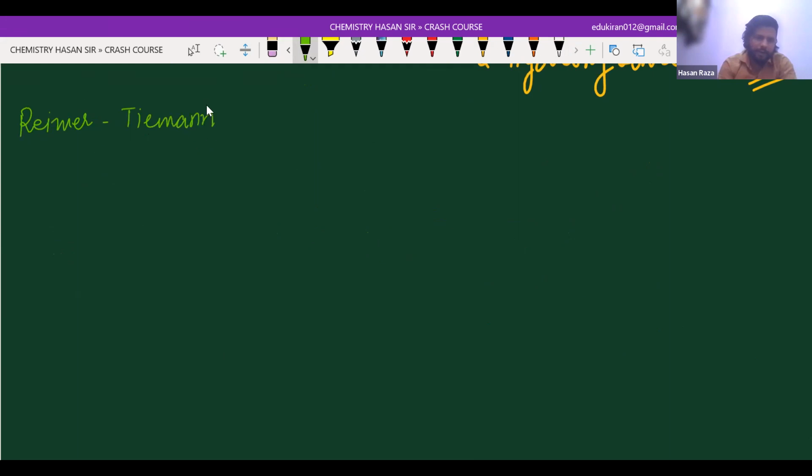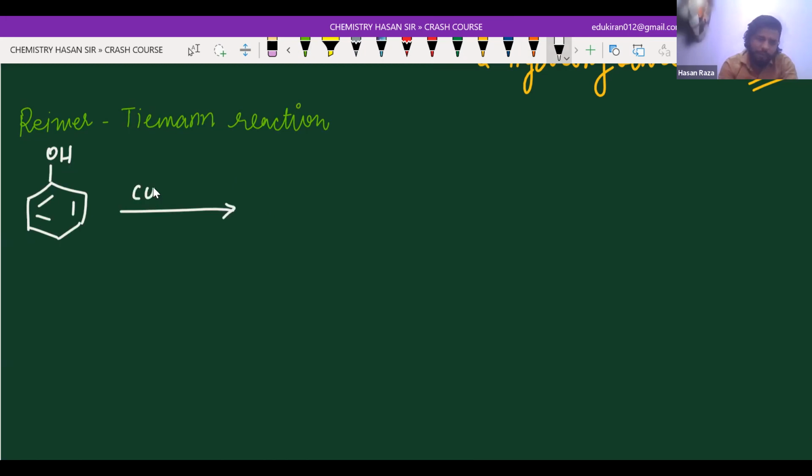Reimer-Tiemann reaction. So this is your Reimer-Tiemann reaction. In this, we are going to treat this phenol with chloroform, CHCl3, in the presence of aqueous NaOH.